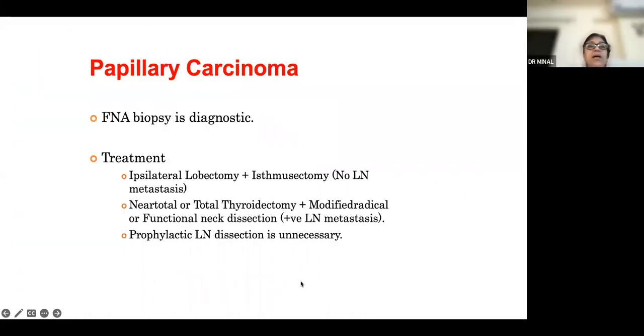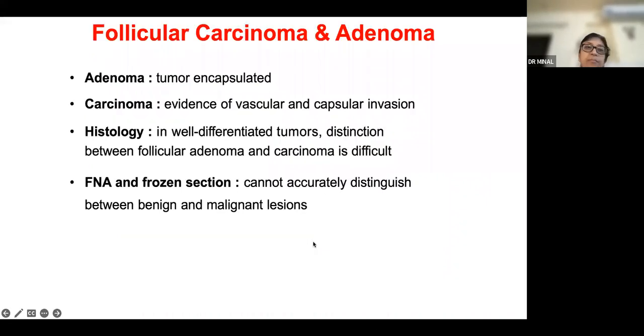So the papillary carcinoma, FNAC is diagnostic. Treatment is, of course, thyroidectomy. Most likely we suggest a total thyroidectomy. As there is no lymph node involvement, we don't recommend lymph node dissection, but mostly the surgeons nowadays prefer taking out the nearing lymph nodes also. So near total thyroidectomy along with lymph nodes, and prophylactic lymph node dissection though is unnecessary, but sometimes it is done. Coming to the second variant, that is the follicular carcinoma or adenoma.